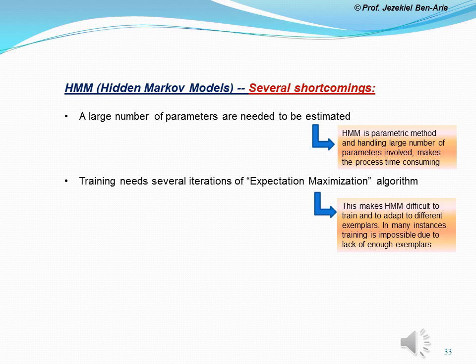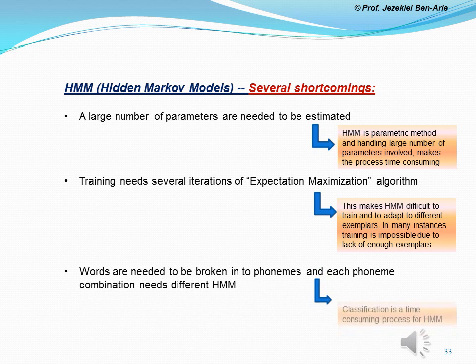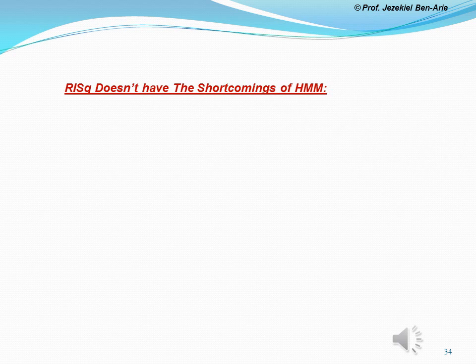In contrast, RISC is very easy to train and does not need many exemplars. Actually, in many cases, just one exemplar is sufficient. RISC can be trained for any utterance in any language without the need to dissect words into phonemes and to train for each phoneme combination another hidden Markov model. In comparison, our RISC doesn't have these shortcomings of HMM.